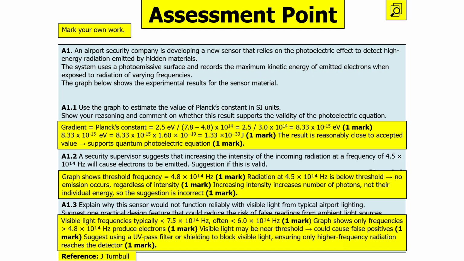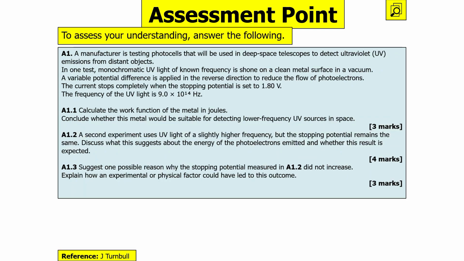the detector. A manufacturer is testing photocells that will be used in deep space telescopes to detect UV emissions from distant objects. In one test, monochromatic UV light of known frequency is shone on a clean metal surface in a vacuum. A variable potential difference is applied in the reverse direction to reduce the flow of photoelectrons. The current stops completely when the stopping potential is set to 1.80 volts. The frequency of the UV light is 9 times 10 to the 14 Hz. Calculate the work function of the metal in joules. Conclude whether this metal will be suitable for detecting lower frequency UV sources in space.